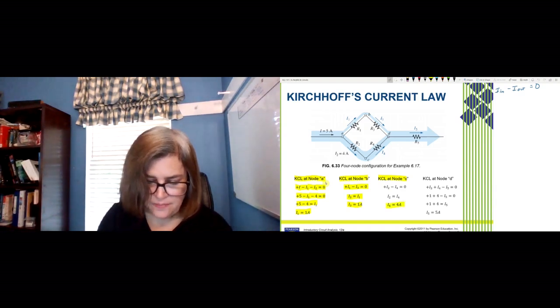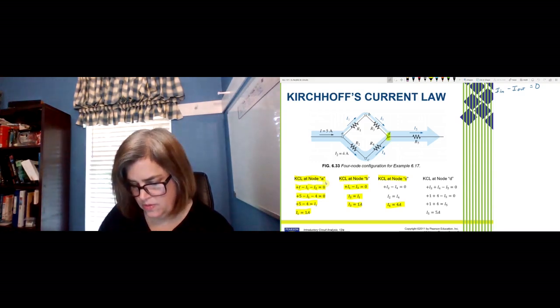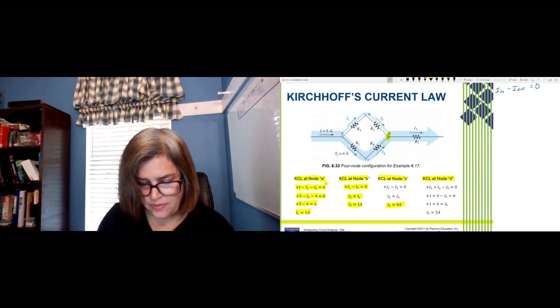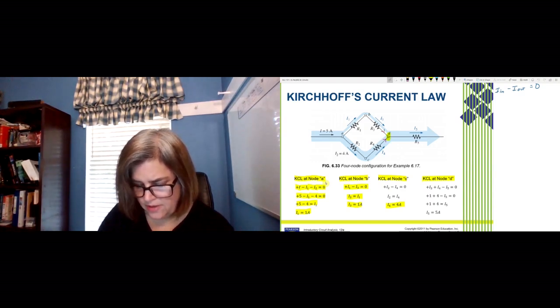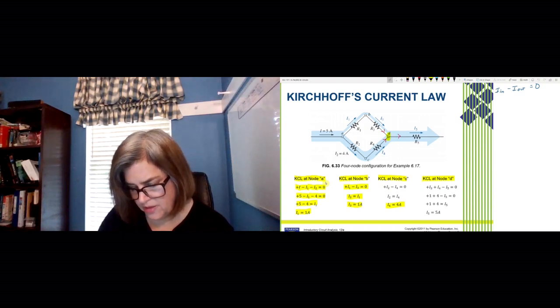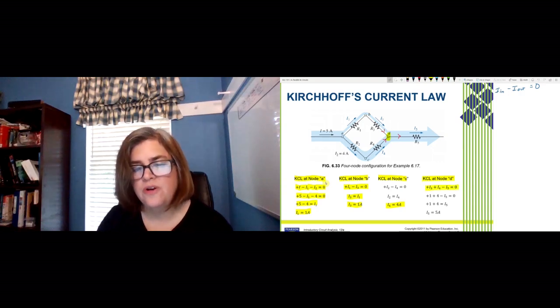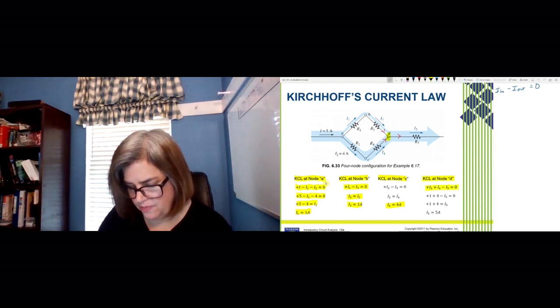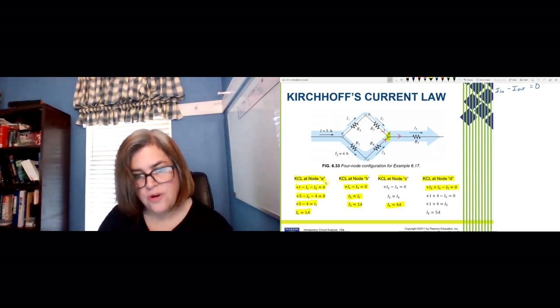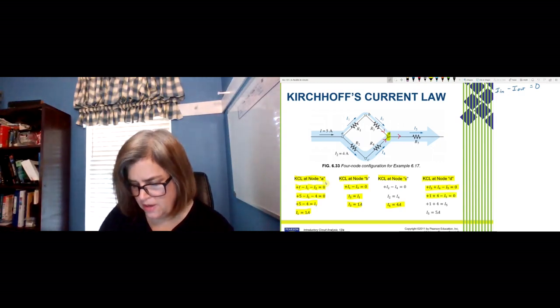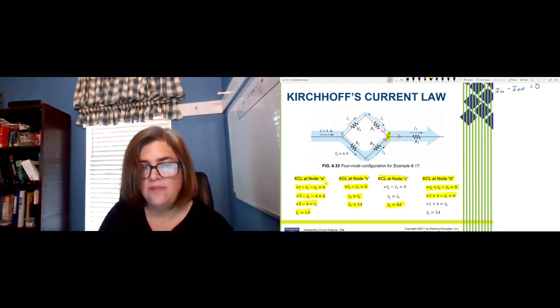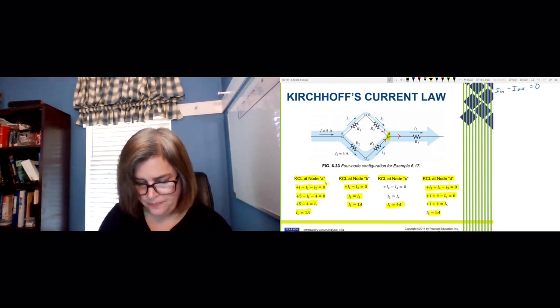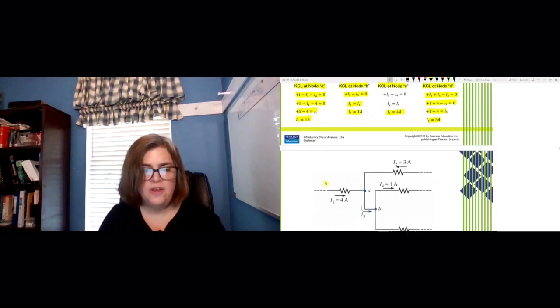And then at D right here, we see that we have I3 coming in, I4 coming in, and I5 leaving. So when I write my equation, I would say plus I3 plus I4 minus I5 must equal 0. When we plug in what we know, the 1 and the 4 amps coming in, it's pretty easy to find the current leaving the node on that side.